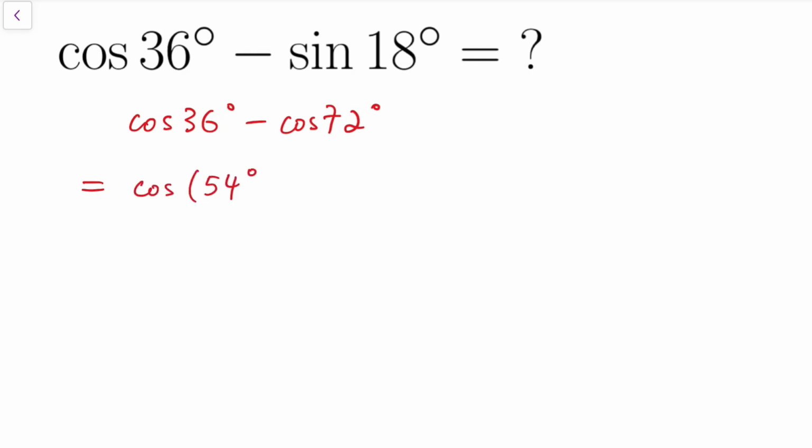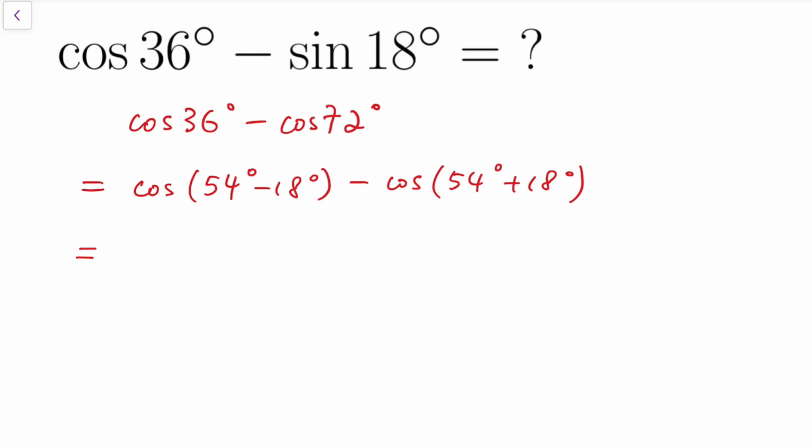Then I can rewrite the two terms into cosine of 54 degrees minus 18 degrees, while for 72, I'm going to rewrite as 54 degrees plus 18 degrees. I picked the numbers 54 and 18 because 54 is the mean, the average of 36 and 72, while 18 is the difference between the mean and the two numbers.